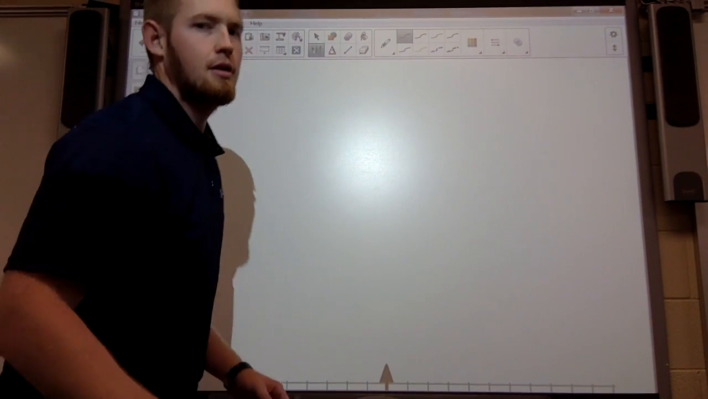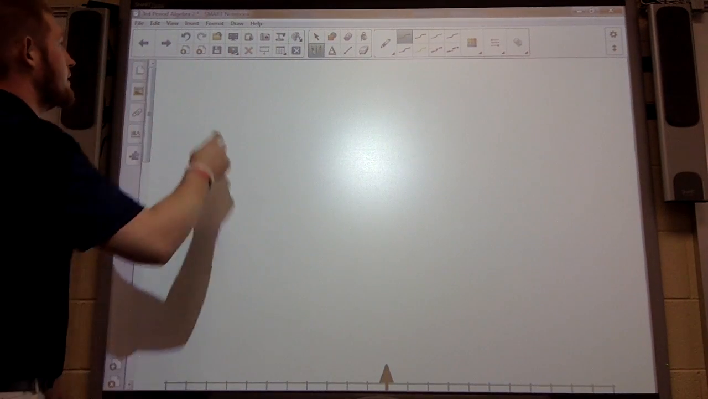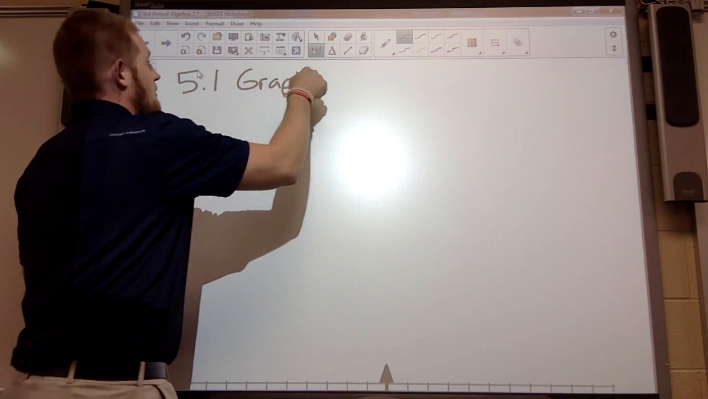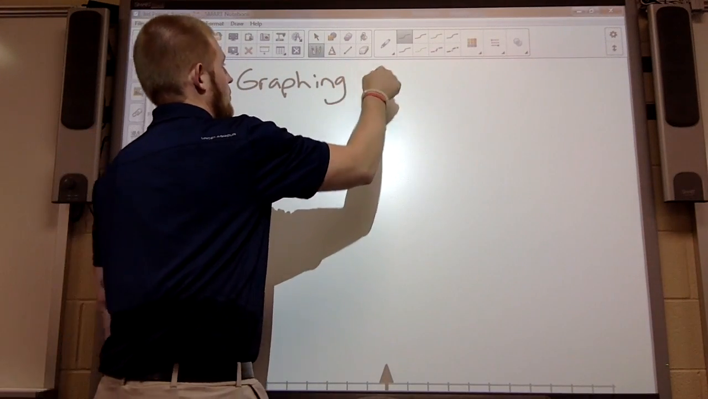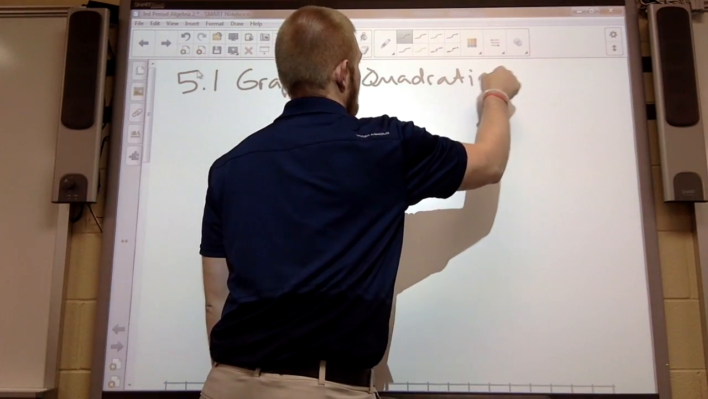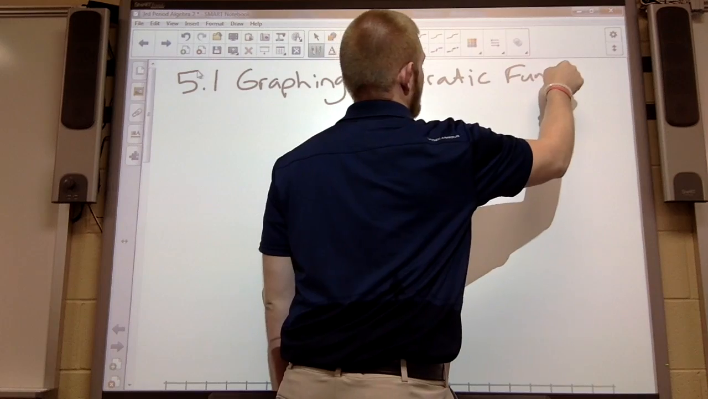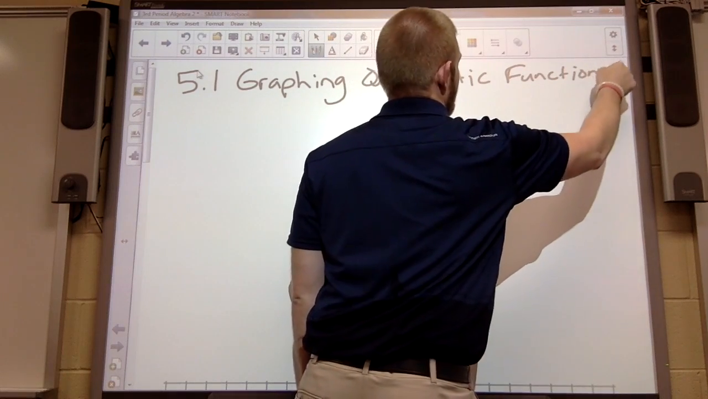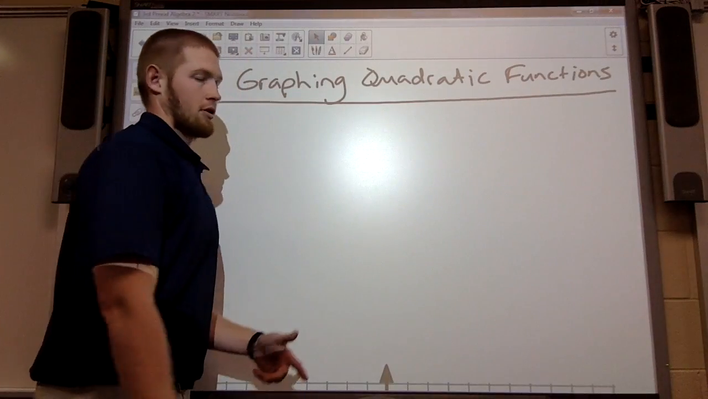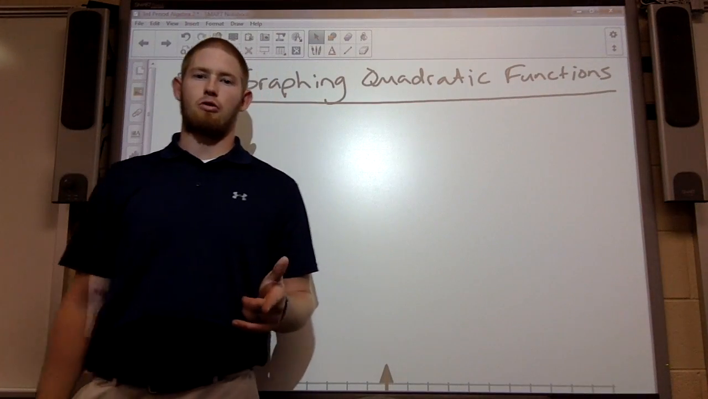Okay, today's lesson is 5.1, graphing quadratic functions. So the main topic of today is all graphing. Okay, we're going to talk about 3 different ways we can graph a quadratic function.